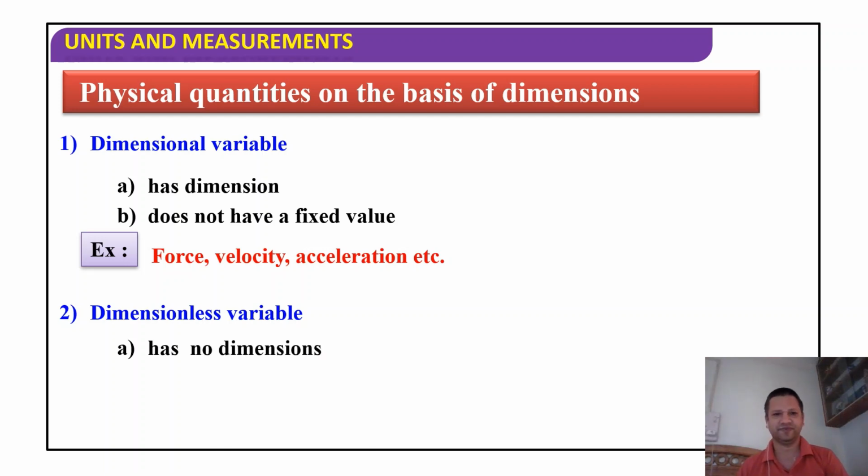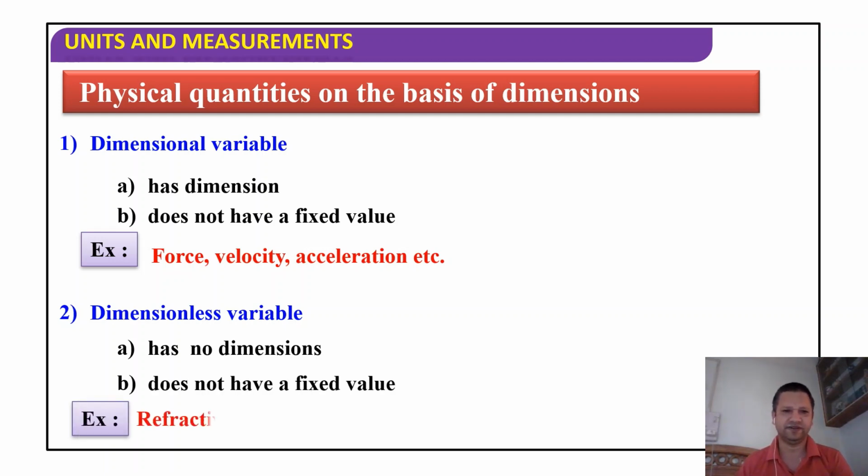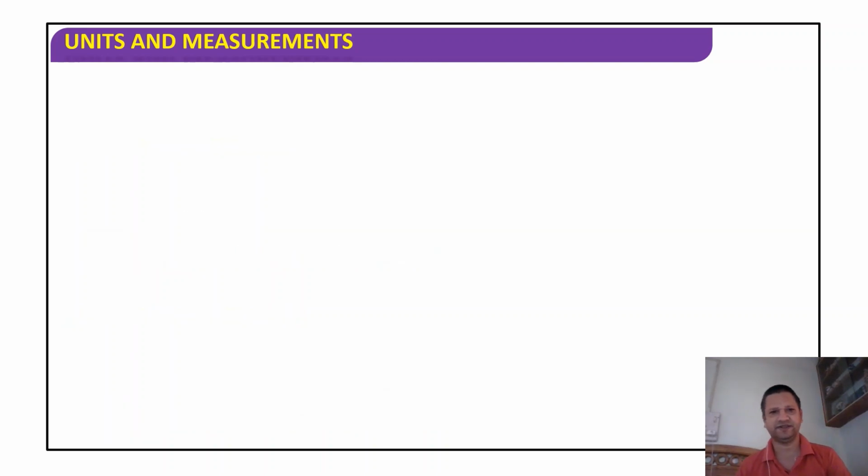Dimensionless variable: it has no dimension, and it also does not have a fixed value. For example, the refractive index. It changes from medium to medium, although we are using the same formula, speed of light in one medium to another. So in this way, it is the second important point.